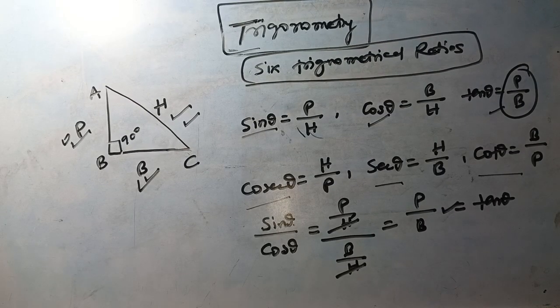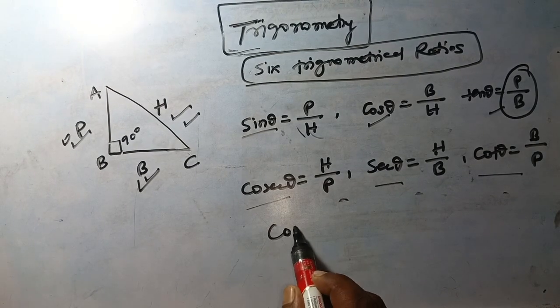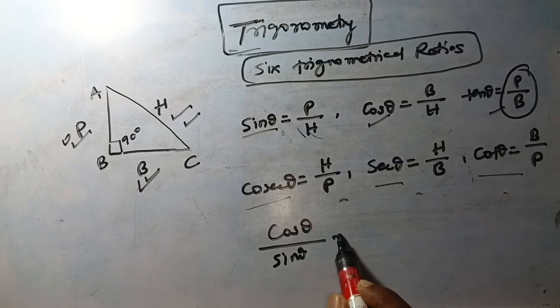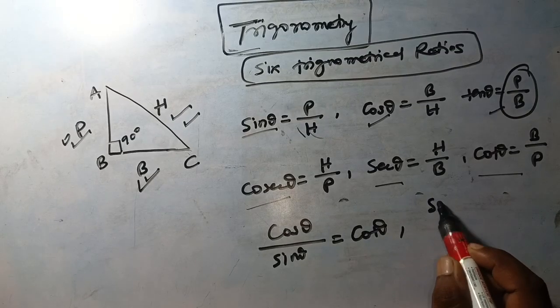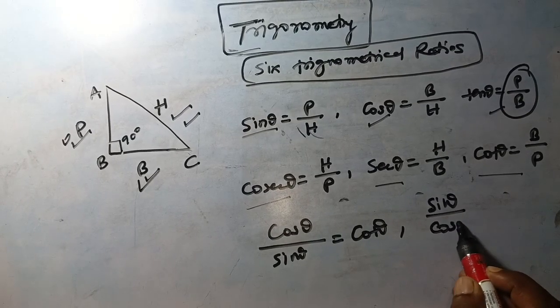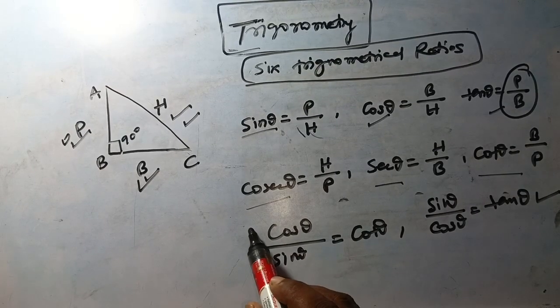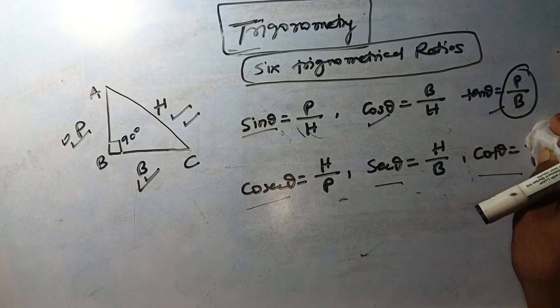Similarly, cos theta upon sin theta is equal to cot theta. So sin theta upon cos theta is equal to tan theta, and cos theta upon sin theta is equal to cot theta. Now we will talk about some more formulas about trigonometry.